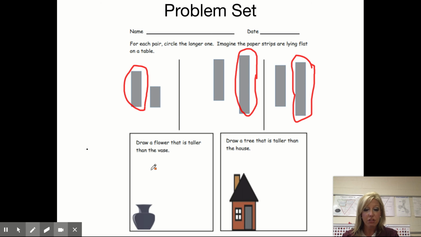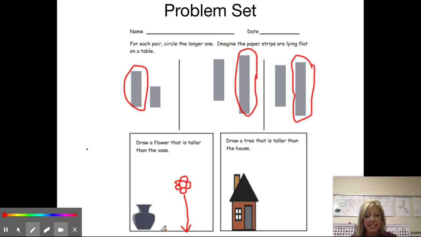So now it asks us to draw a flower that is taller than the vase. Well, here's our vase. So I'm going to draw something that is taller. And y'all do not make fun of my flower. Let's see if I can make it beautiful. Here's my petals. And I'm going to put a little stem on my flower. There we go. All right, so comparing these, do we have even end points and starting points? Do they start about the same place? They do. So we can clearly see that the flower is taller than the vase.